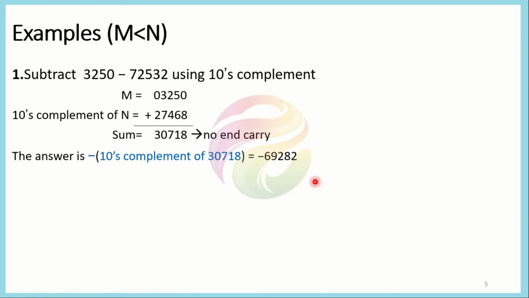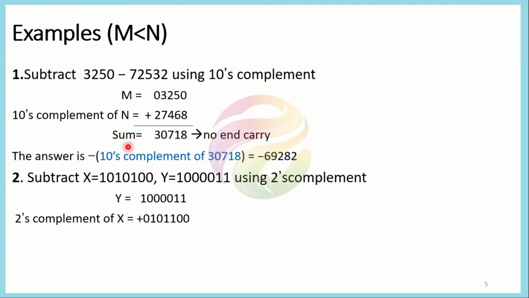Now we will be discussing a similar example for the binary system. Suppose we have the same two numbers x and y, which we discussed in the last slide, and now we will be subtracting them using the 2's complement representation. For the 2's complement representation, this is y. Now we have to perform y minus x, which would become equal to y plus the complement of x.